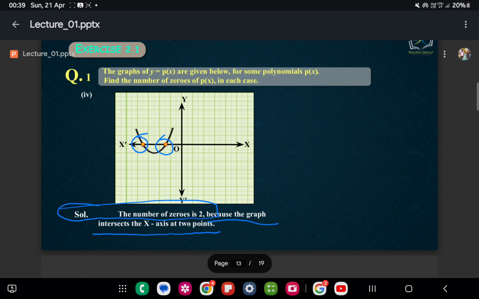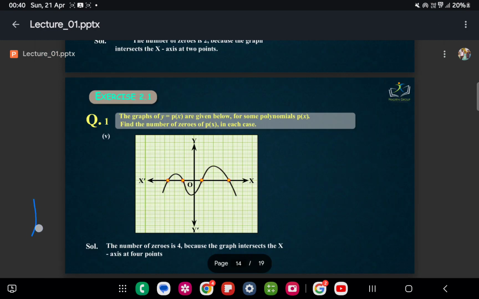Then if we get an equation like this, for the equation we get the graph like this, meaning here 2 points will be there. Then you can tell that we have to put 2 numbers for that equation, and only then will we get the zeros of the polynomial. Next we are moving to the next.